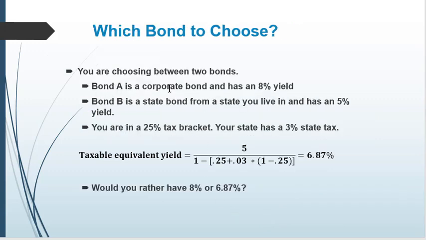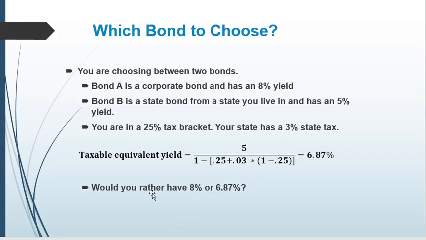There are two bonds. We have a corporate bond that has an 8% yield. A state bond has a 5% yield. And you're in a 25% tax bracket, and your state has a 3% state tax. What is the equivalent tax yield? So plugging into our formula here, we find that the taxable equivalent yield is 6.87%.